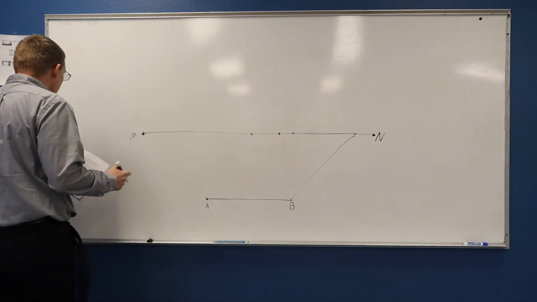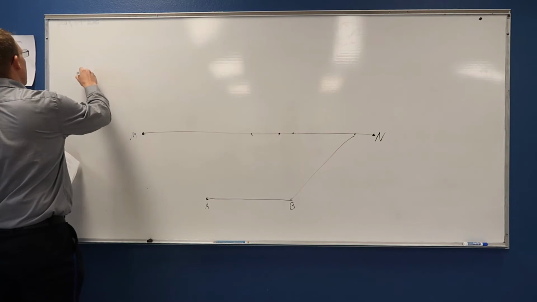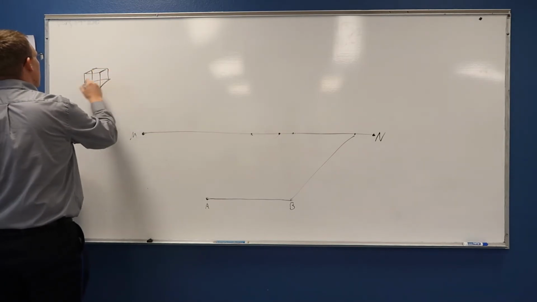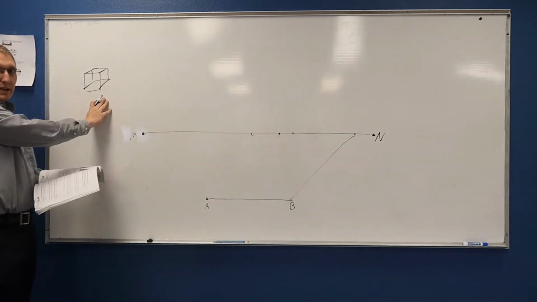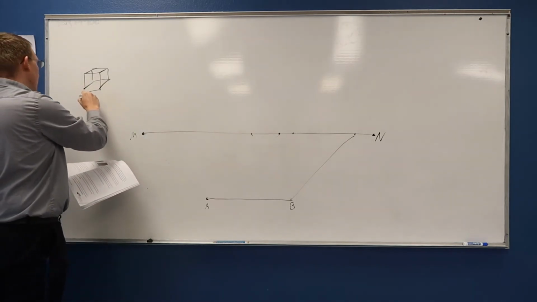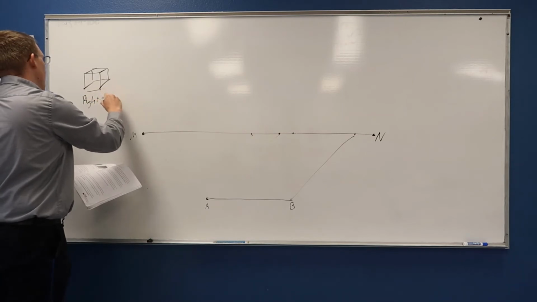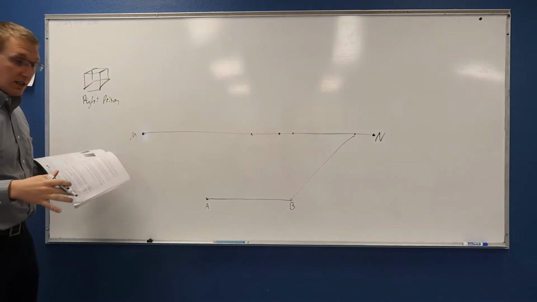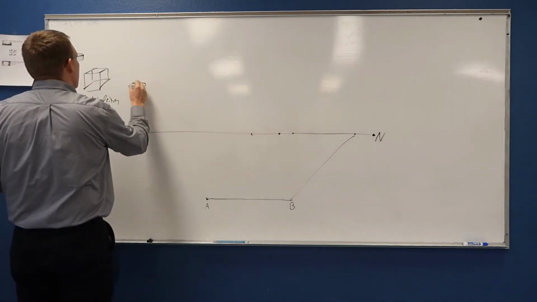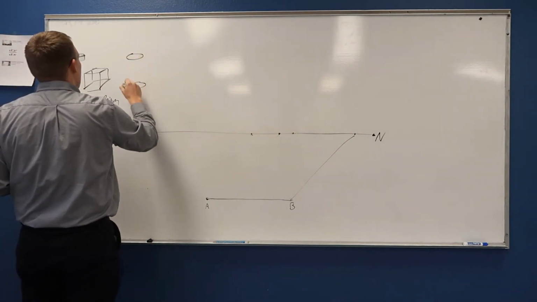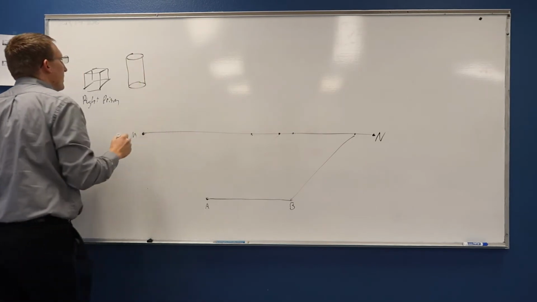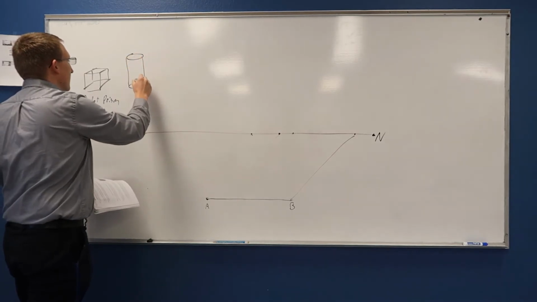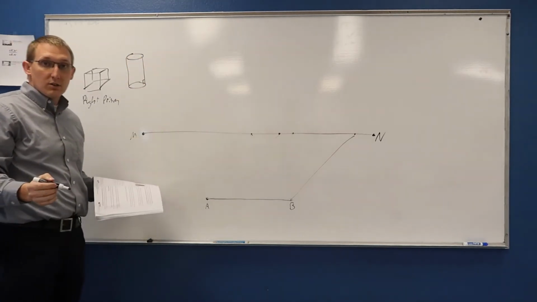Okay, so you might want to write these down in this section or in your notebook or something along those lines. But if you've got this, this would be a right prism, okay? Where everything is in right angles, okay? This would be a right cylinder because this line forms a 90-degree angle with the base, okay?